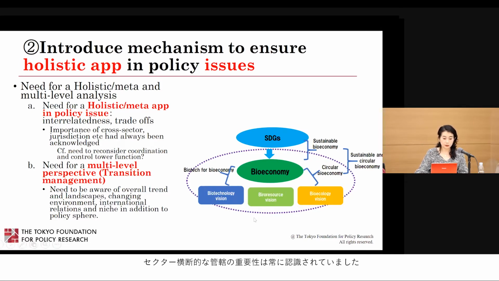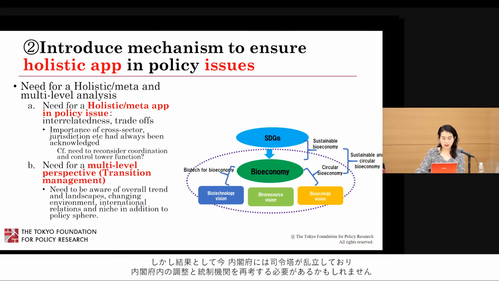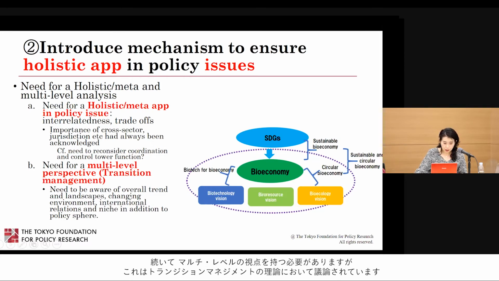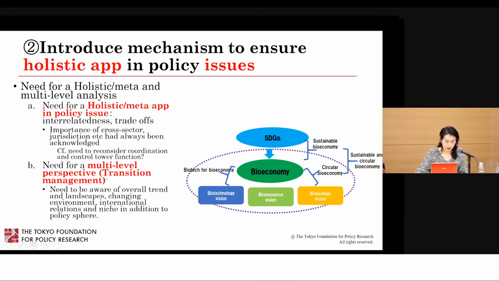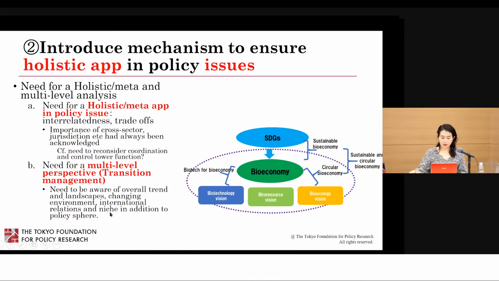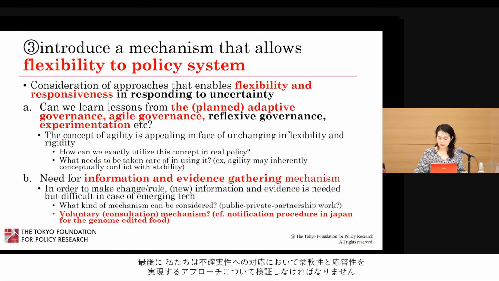The importance of cross-sector jurisdiction has always been acknowledged, and the solution for this was to establish a coordination and command tower at the Cabinet Office. But now the Cabinet Office is crowded with many control towers, and there might be a need to reconsider the coordination and control tower function within the Cabinet Office. Next, we need to have a multi-level perspective, which is argued in transition management theory. We need to consider the overall trends, landscape, changing environment, international relations, and niche in addition to the policy sphere.